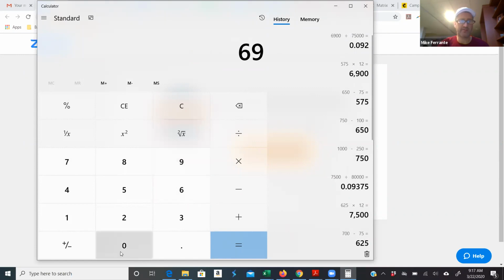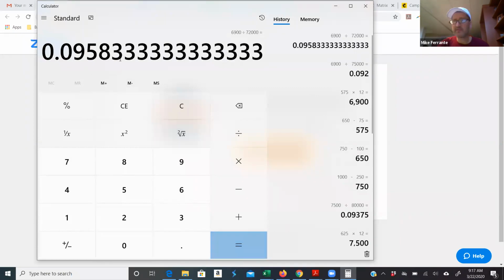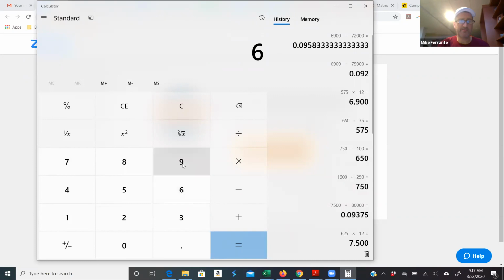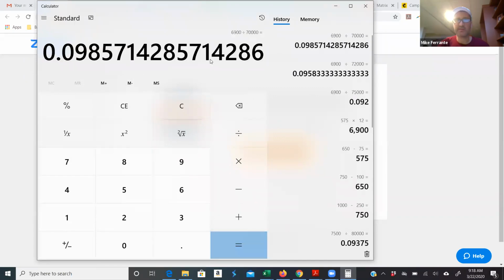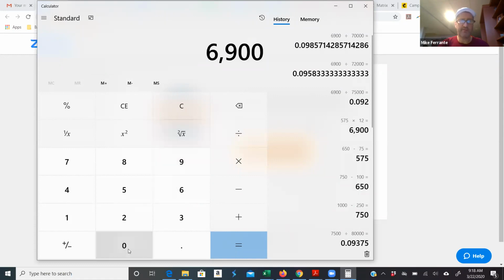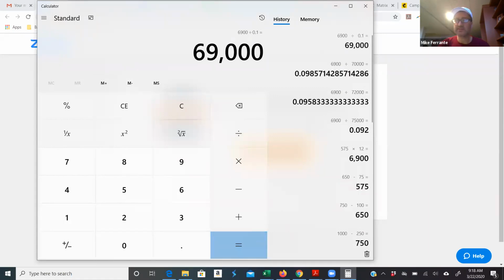So you could go 6,900 divided by, what did I just do? 75. Let's do 72,000. 9.58%. Now we're at 9.6. So it's probably about 70,000. Divided by 70,000, and that's 9.85%. So you could pay just under 70,000 and still get a 10% return on that property. Now the other way to do it, let's see if I remember this right, is you divide by what you want your rate of return to be, which is 10%, and there it is, 69,000.